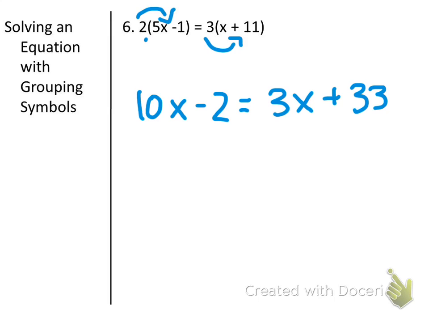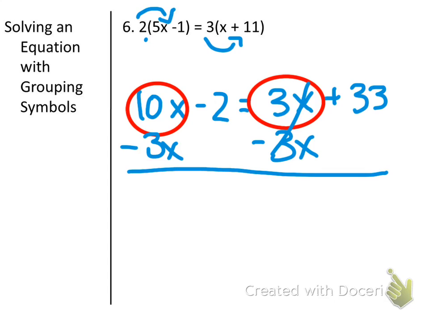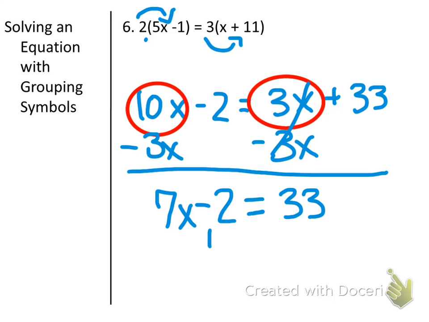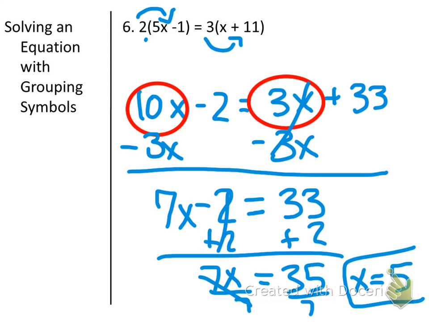Okay, now what I want to do is combine like terms. So I have a 3x and a 10x. Well, I want to move the smaller variable to be with the larger one. So I'm going to subtract 3x, subtract 3x. And you may wonder why I always do that. It just makes your life simpler, and then you don't have as many negative numbers or operations to do. So now I'm going to add 2 to both sides. So now I have 35 equals 7x. Simply do the inverse operation by dividing by 7, and our answer is 5. That is correct.